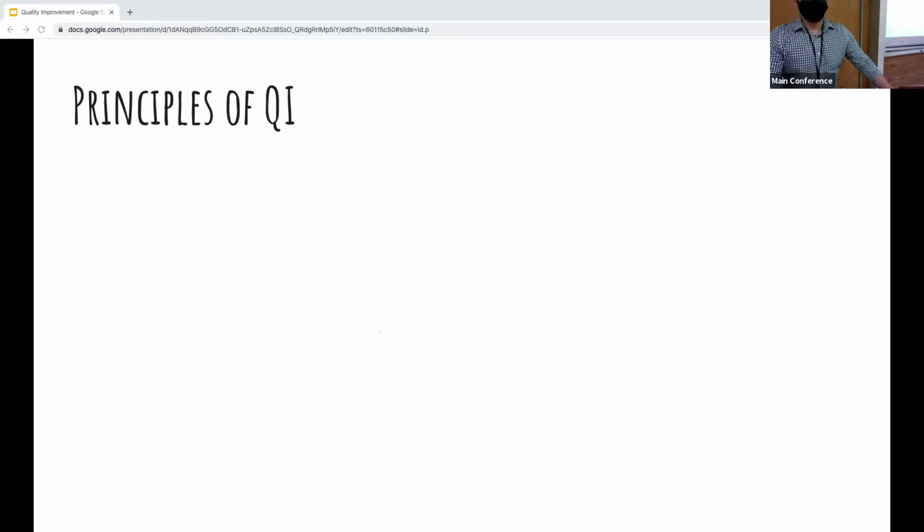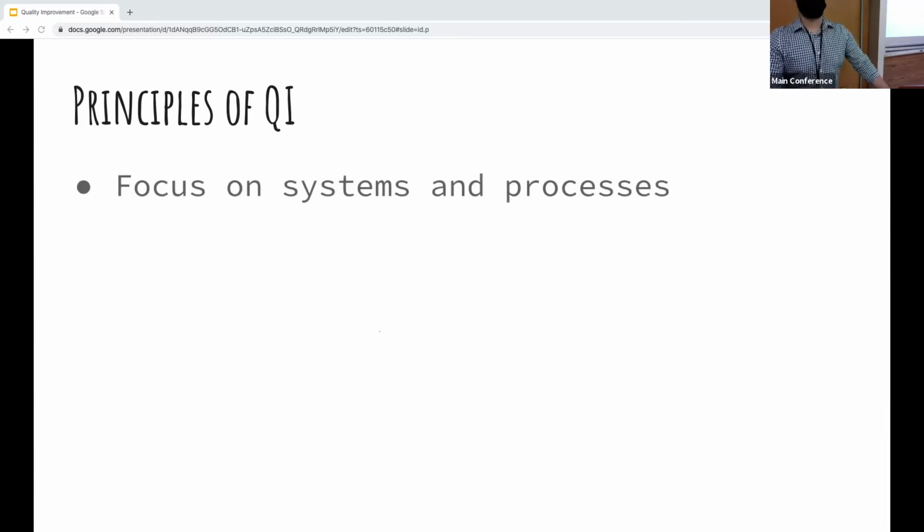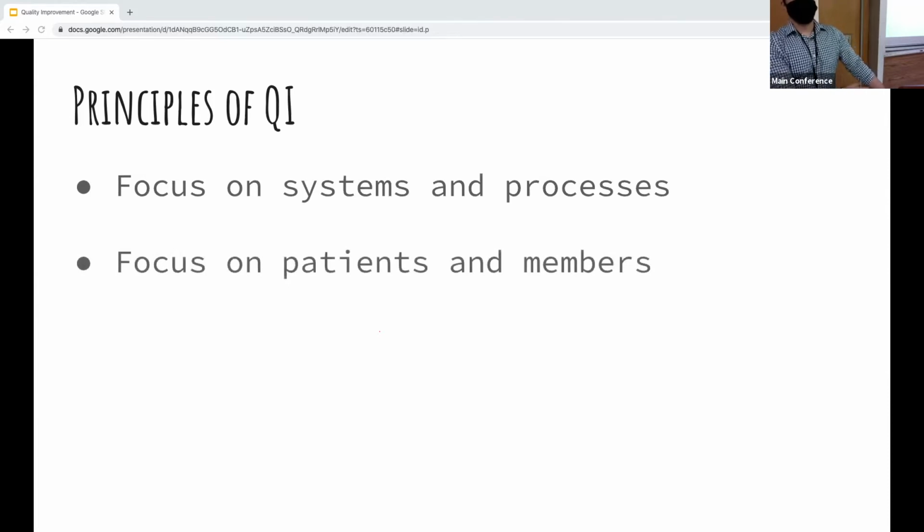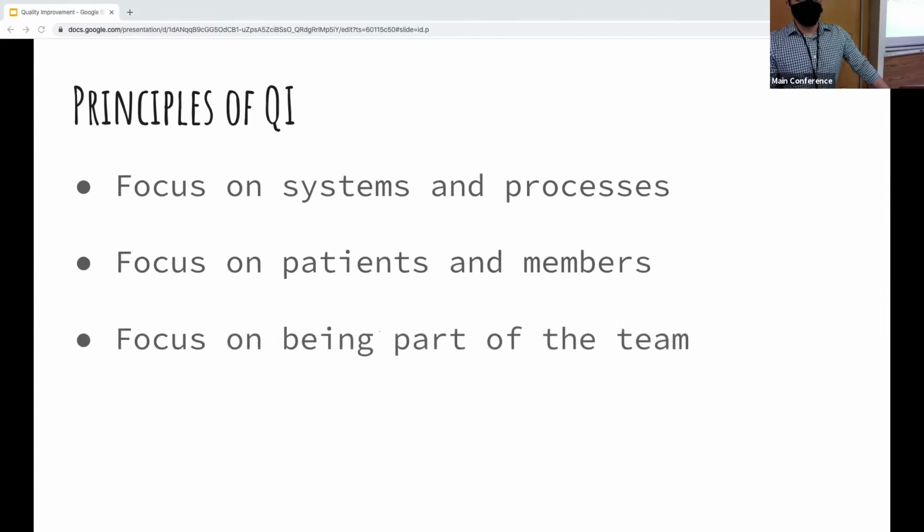And so going with some of the principles of quality improvement. The first one is it looks at the system and processes as a whole. It focuses on the patients and the members of healthcare providers, the nurses, the techs, et cetera. It looks at being part of a team. It's not just one individual functioning within the system, but rather how the different parts interconnect. And lastly, and most importantly, it looks at the data. You are using data to help you drive changes.